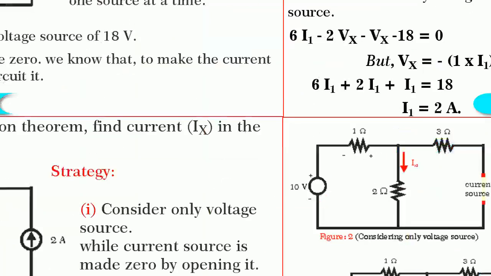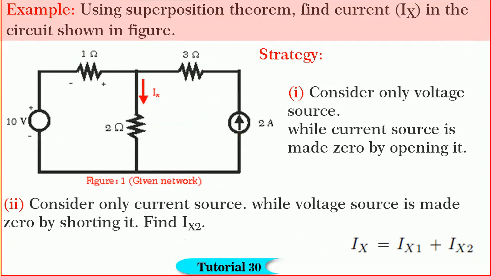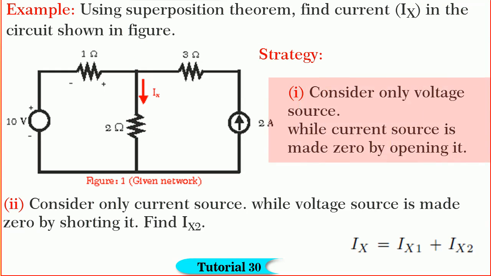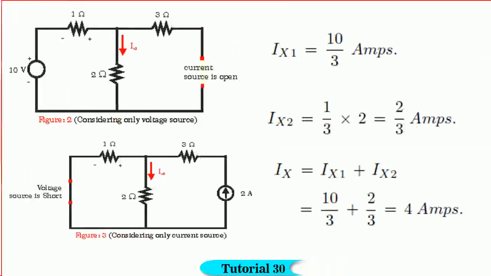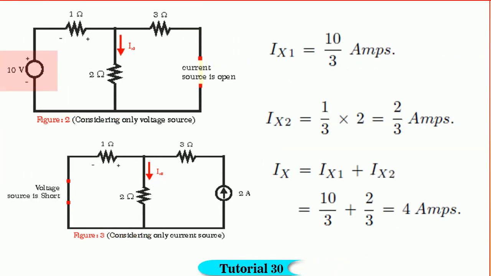Friends, next consider another example to find Ix in the network shown in the figure. The strategy will be the same as that we followed earlier. Consider only the voltage source of 10 volts. The current source is made 0 by open circuiting it as shown in the figure. Note now, no current will flow through the 3 ohm resistance. Let Ix1 be the current in the 2 ohm. So, we get Ix1 is equal to 10 divided by 3 amperes. That is simple.